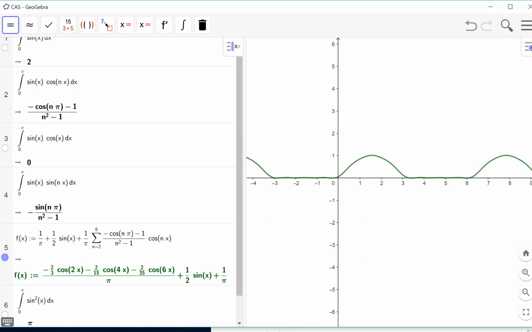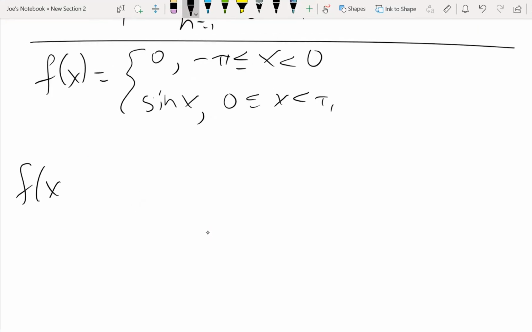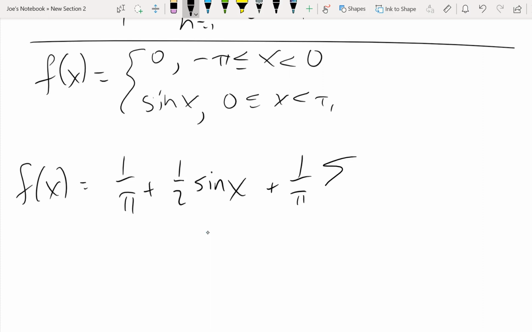Right? If you plug in 1 for n, or 3 for n, or 5 for n, you're going to get 0 in the numerator. So the only things that survive are the even terms in this case. So we get f of x is 1 over pi plus 1/2 sine x plus 1 over pi times the series from n equals 1 to infinity.